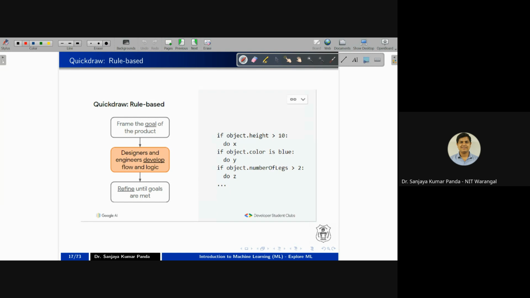A rule-based system is divided into three parts. First, frame the goal of the product. If you want to go for carrot, then you have to frame your goal as carrot. You have to think about all different variants of the carrot, from small size to large size, and width wise also, small, medium or large width. Once the goal of a particular product is determined, then designers and engineers develop code and logic.